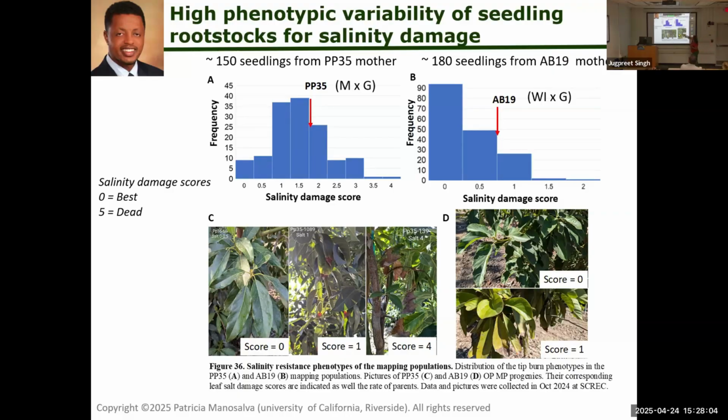In the scores here, PP35 is moderately tolerant because it's a Mexican and Guatemalan, and the Guatemalan component brings a little bit of salinity. Your score goes from 0, which is the best, to 4, which is the worst. When you analyze the progeny of a West Indian Guatemalan mommy, your score shifts to the more resistant or less damage. Because you have a mother who is Guatemalan and West Indian, which are supposedly the two best donors for salinity resistance.